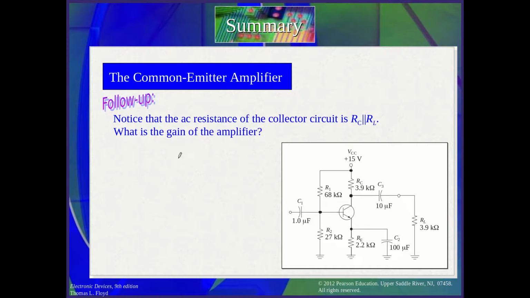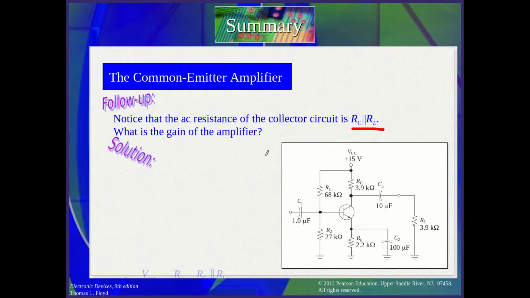Note the AC resistance of the collector. As I said before, in the AC analysis the collector resistance is not shown by itself. The AC current goes through the capacitance and reaches the load. So the collector doesn't only see the RC, it sees the RC and the RL in parallel with each other.